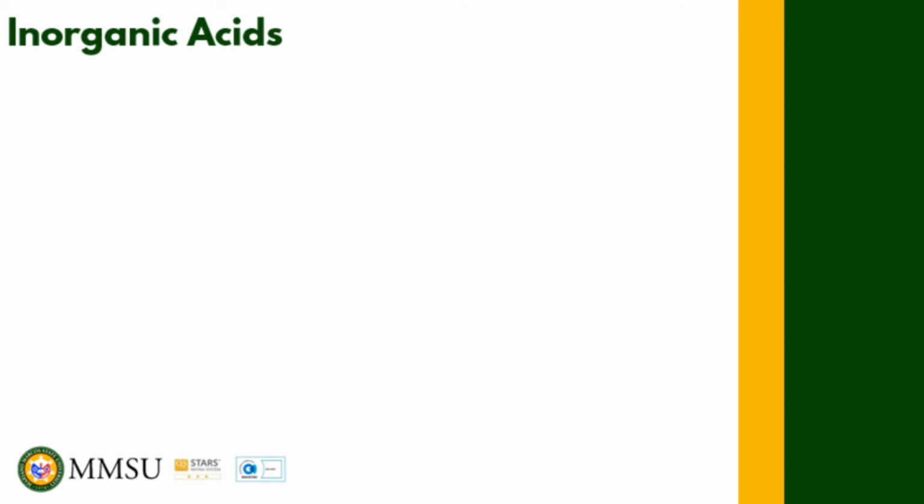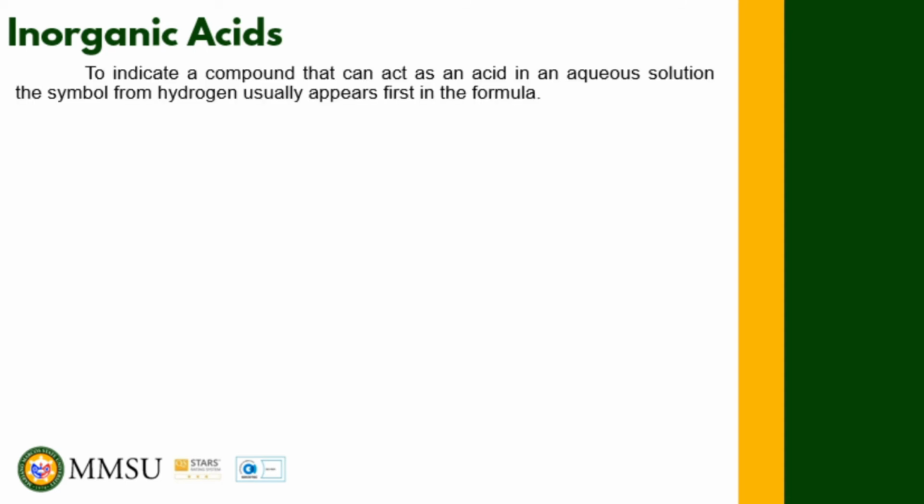Also with ammonia na NH3 and NaOH and then NaHCO3 are not acids which are bases. And note that in the compounds just listed, the H does not appear first in the formula. So, masasabi lang natin na acid yung compound if yung H is the first element in the compound. So to indicate a compound that can act as an acid in an aqueous solution, the symbol for hydrogen usually appears first in the formula. So ayun na yung sinabi ko.